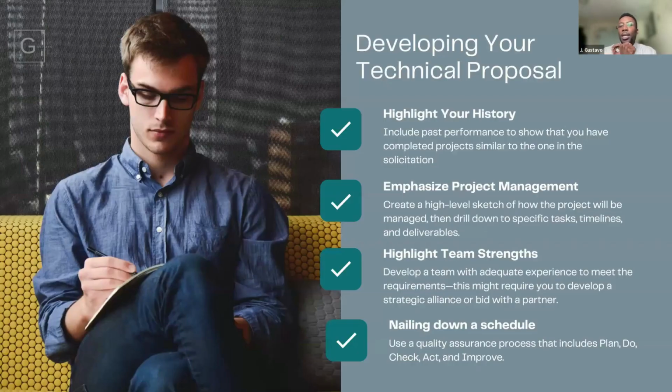So one key thing that is required for every single RFP and almost every single bid is a technical proposal. And this is where the writing comes into play, right? Because you're going to have to spend a lot of time writing your technical proposal. And ideally, when you're writing your technical proposal, these are some of the things that you want to have in there. You want to make sure that your technical proposal highlights your history. It includes past performances to show that you've completed similar projects.